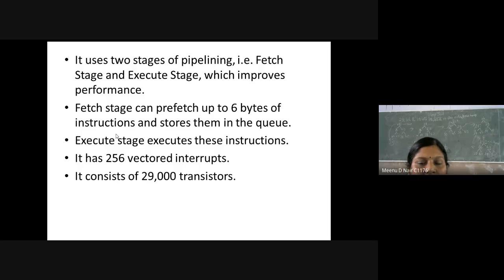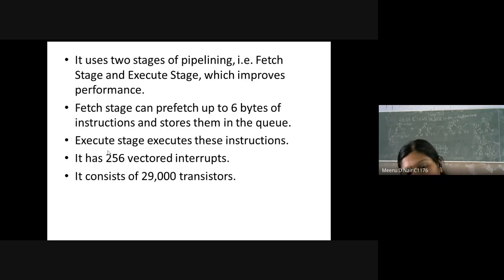But in the case of 8085, what will be there? You can take only 1 byte of data. That is the difference between 8085 and 8086. That is your fetch stage. Execute stage is nothing but the processor executing the instructions. Then what about interrupts?